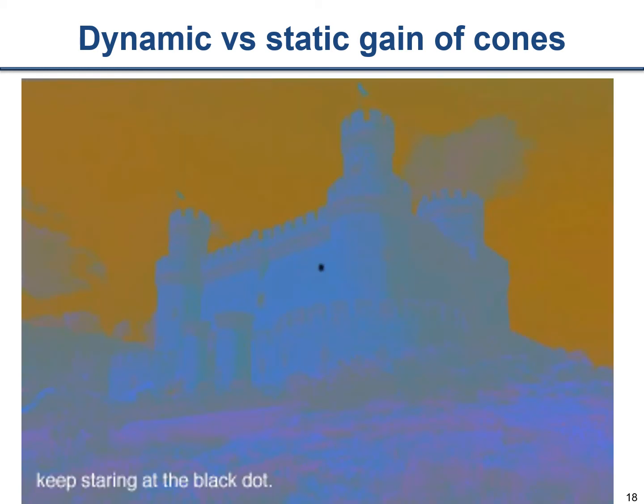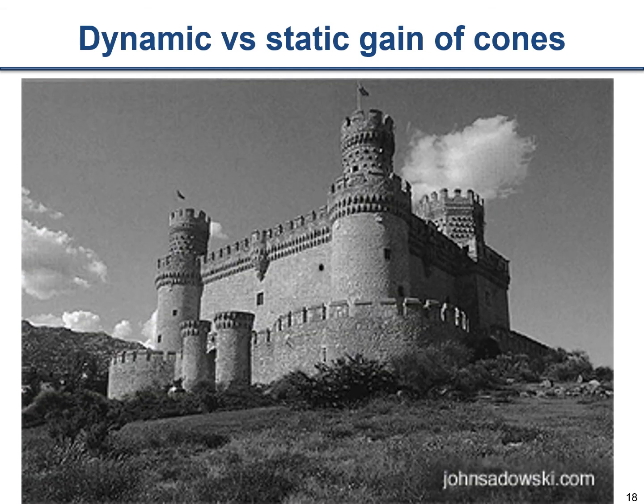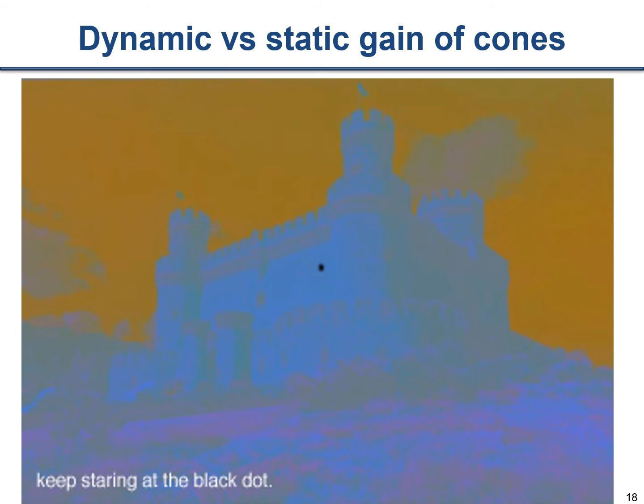So in other words, the cones are so used to getting really intense blue light in the middle where this castle is, that the relative gain of the blue cones basically just goes down, okay? And as a result, when you actually get blue light, your eye or your brain perceives it as being very blue, because the gain of the blue cells is so low, because it's being overstimulated.